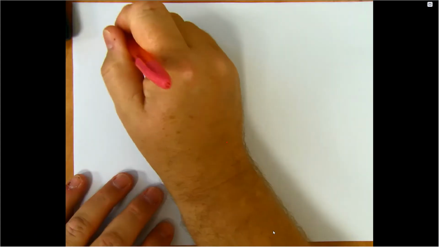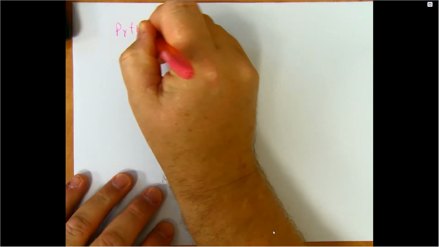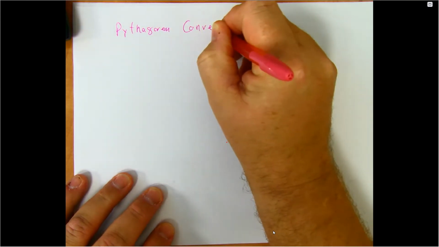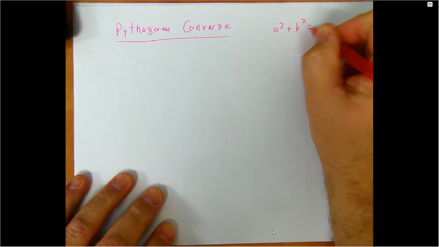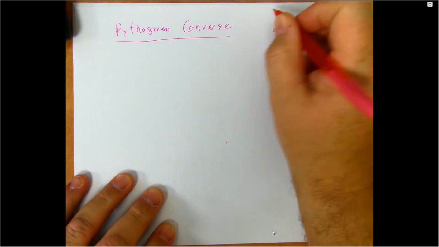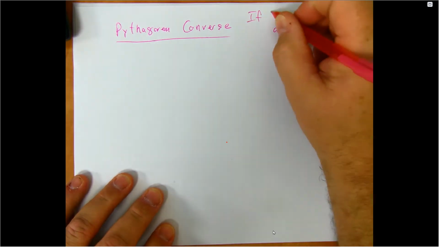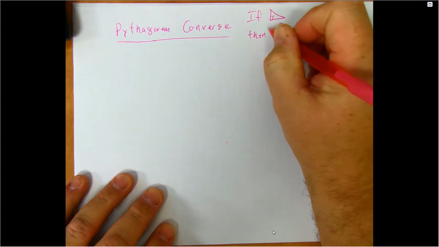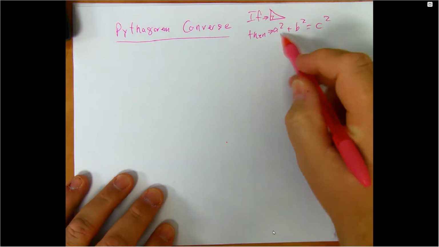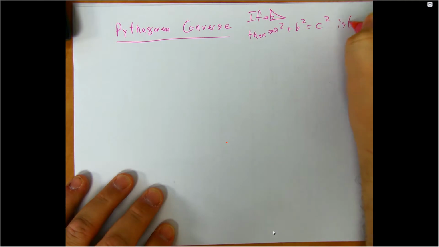Okay, ladies and gentlemen, let's take a look. We have the Pythagorean converse. Now, we already know what the Pythagorean theorem is. The Pythagorean theorem is a squared plus b squared equals c squared, so that if I have a right triangle, then the Pythagorean theorem, a squared plus b squared, is true.